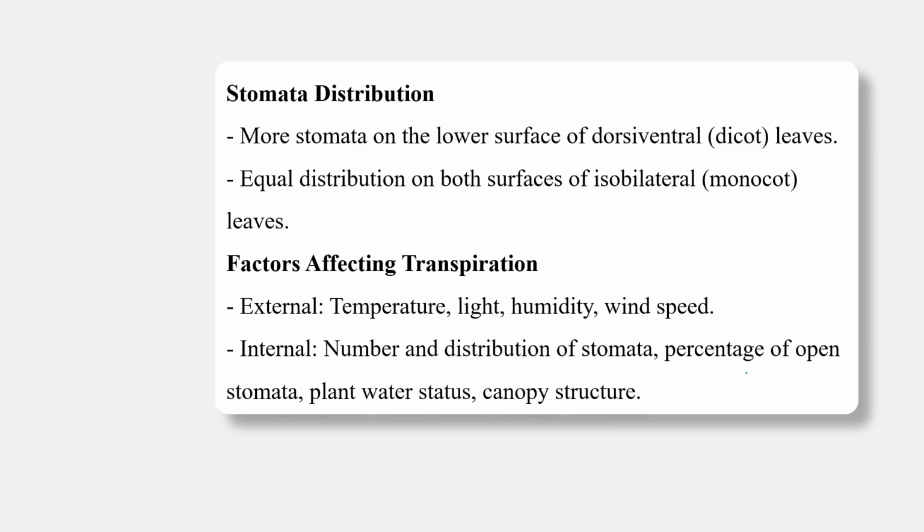Okay, so that's why it is written over here: number and distribution of the stomata, opening and closing of stomata, how much percentage of stomata are open at that particular time, what is the water content status in the soil, and canopy structure. These are certain internal factors which actually affect transpiration.